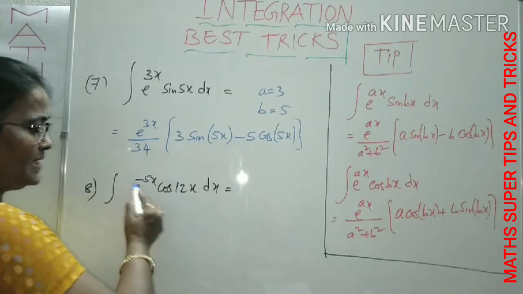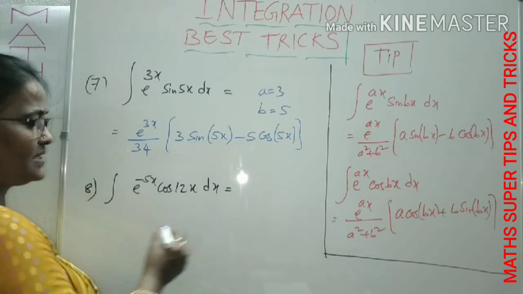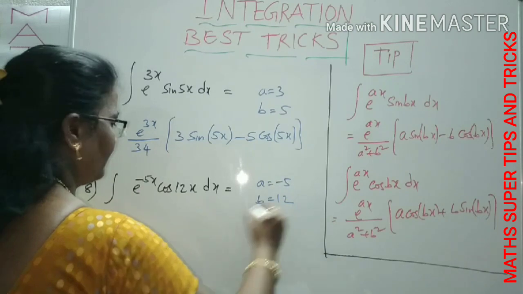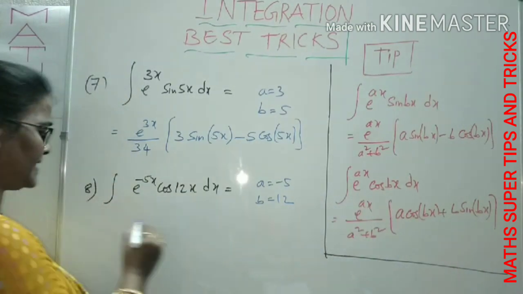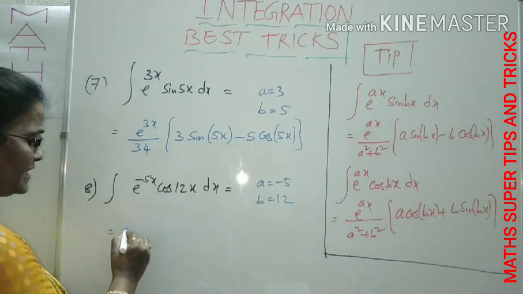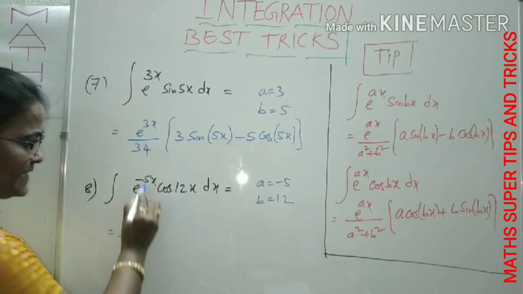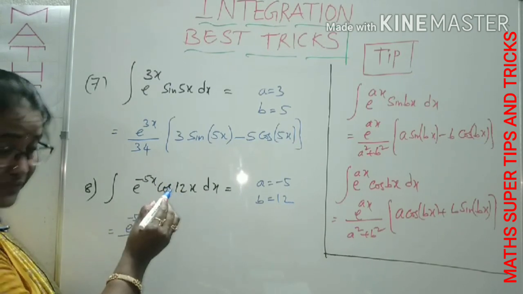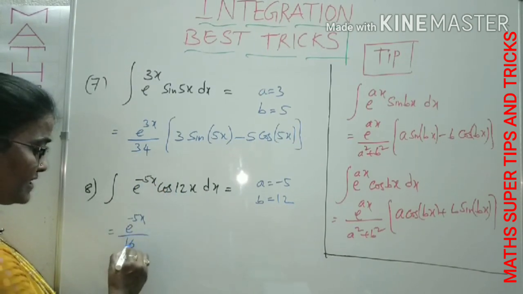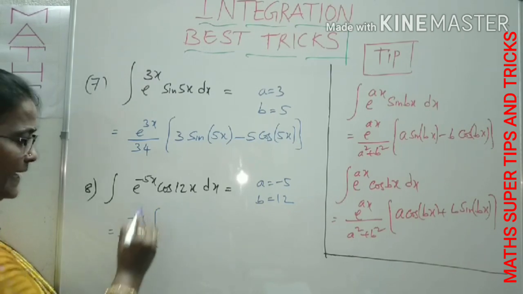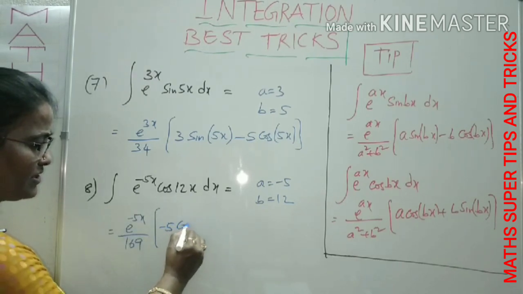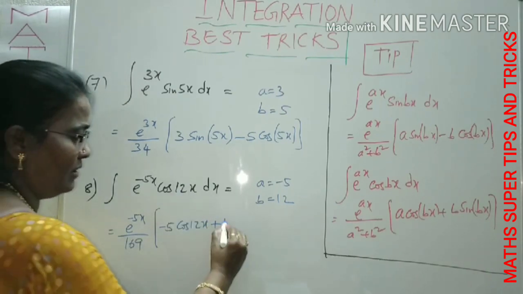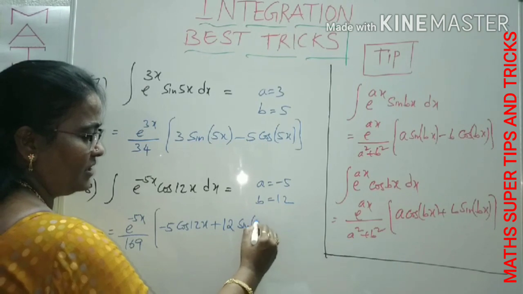Here it is given in terms of cos. Here, what is a? a is minus 5, b is 12. According to this formula, this is e^(−5x)/(a² + b²), minus 5 whole squared is 25, 12 squared is 144, 25 plus 144 is 169, times a, minus 5, cos 12x, with the plus sign, b is 12, sin 12x.